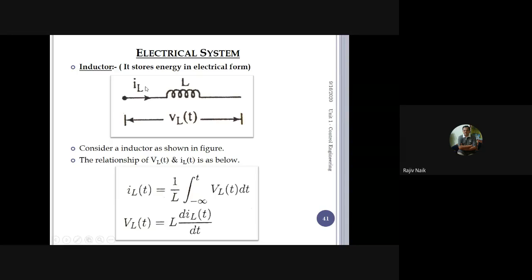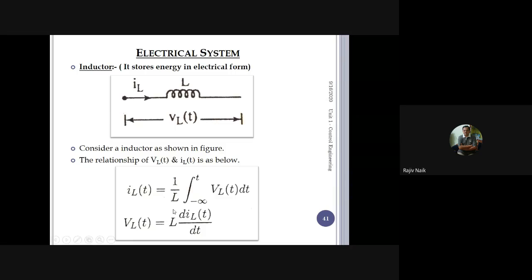So if IL is the current passing through the inductor, and you write the equation for the voltage drop across it, VL of t can be written as L di by dt, because once again we have no acceleration here. There is no term corresponding to acceleration in an electrical circuit. In an electrical circuit, either you have a charge in coulombs, which is similar to displacement, or you have a current, which is similar to velocity. So only two parameters are there. There is nothing called acceleration in an electrical system, so we have no a or alpha.